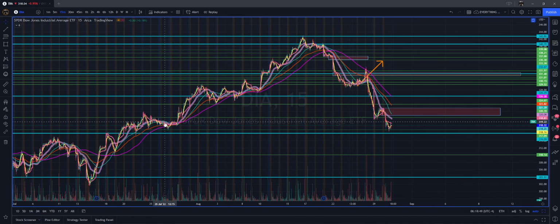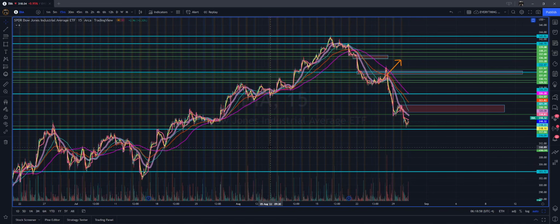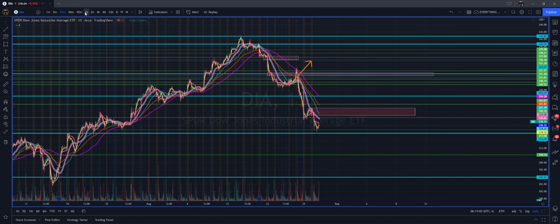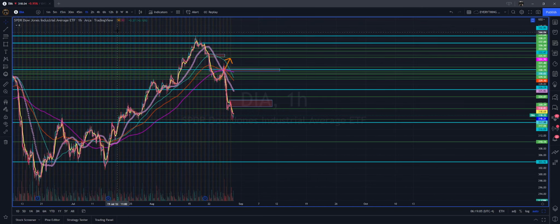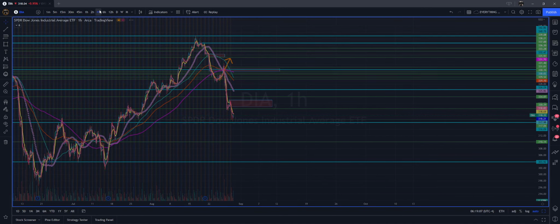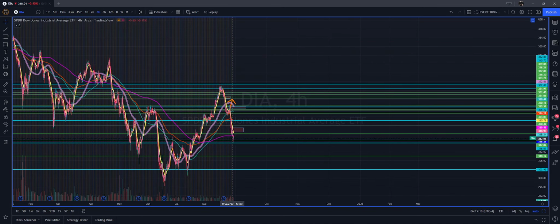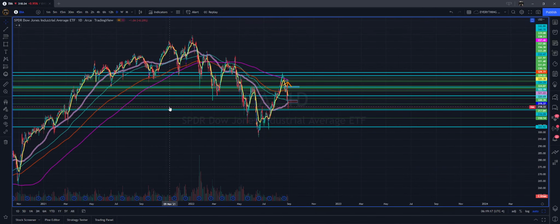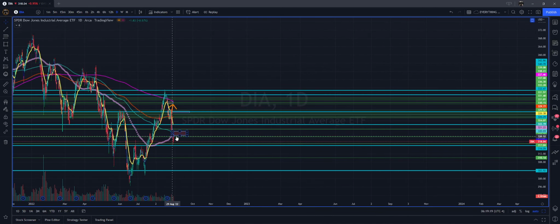Alright, we broke through the demand zone over here. Now we held on the key level, right? The previous key level. I'm guessing we might bounce a little bit. Let's see the 1 hour one more time. How about the 1 day? 4 hour just broke through the 200 moving average, right? On the 1 day we broke the 50 moving average, right?